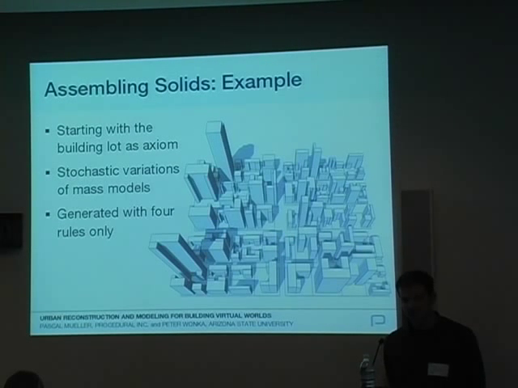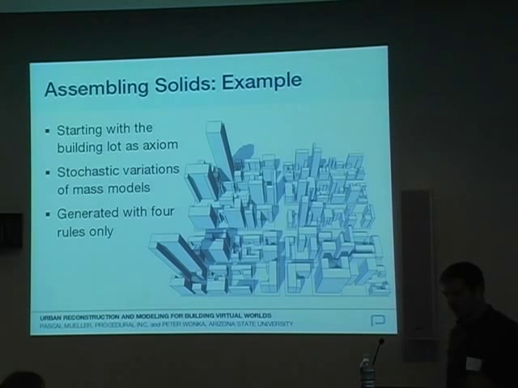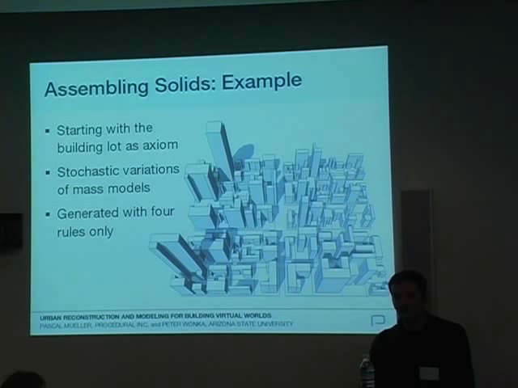This is an example for mass modeling. The main thing we want to show here is that this whole example was generated with four rules only. So we have basically four basic mass models, and the rules then have some stochastic variation to them. And each of these rules just start with a building lot as an axiom. If you set the parameters well, you can get a fairly wide, fairly large and realistic urban model, at least for the masses.